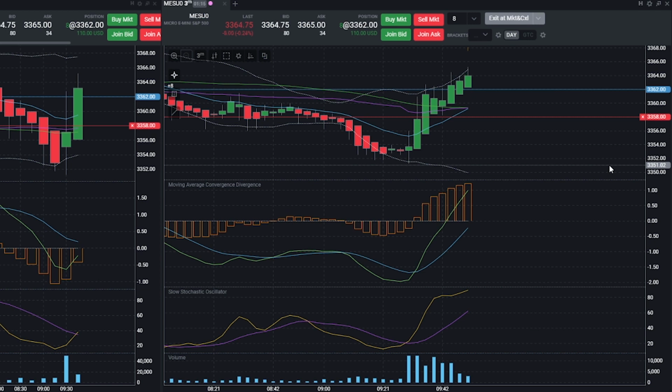I'd like to see a little bit more volume. So there is a little hesitancy, but we're just going to hang with this because of the condition of the signals. Everything looks really good. I'm going to hang in here.